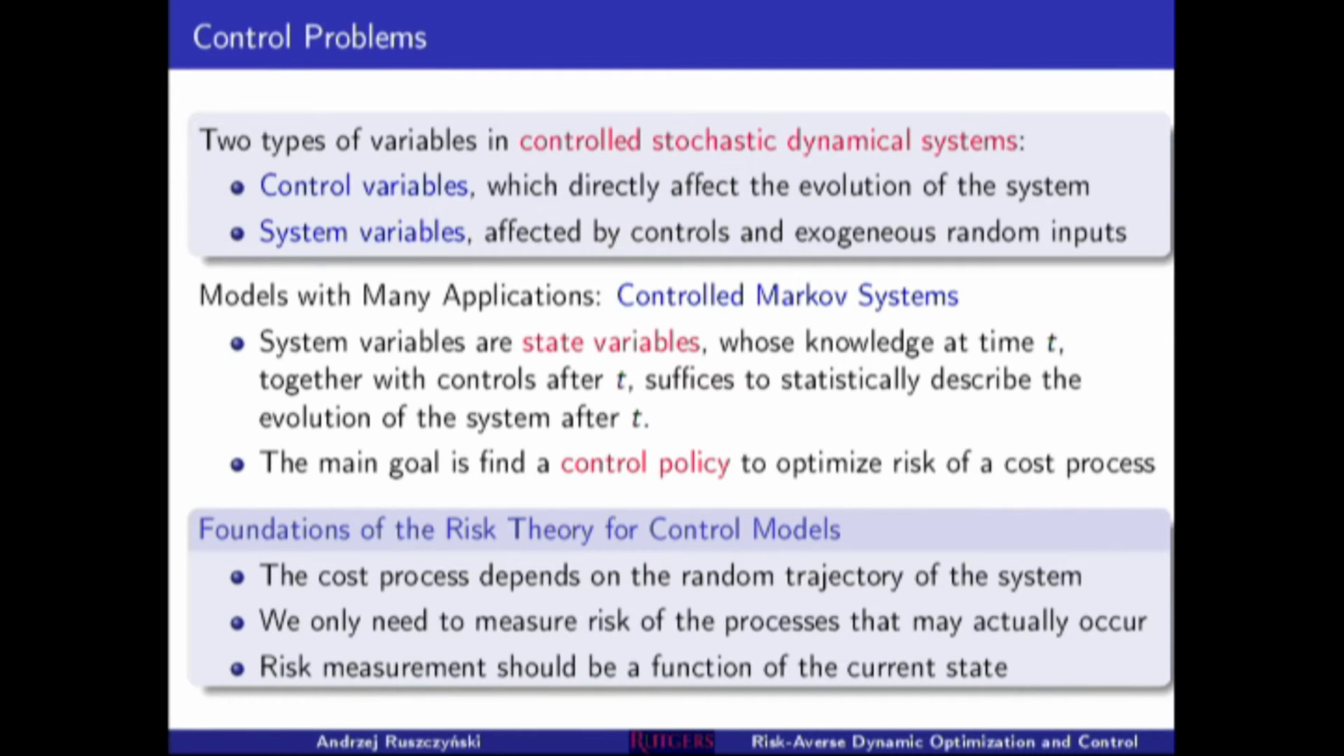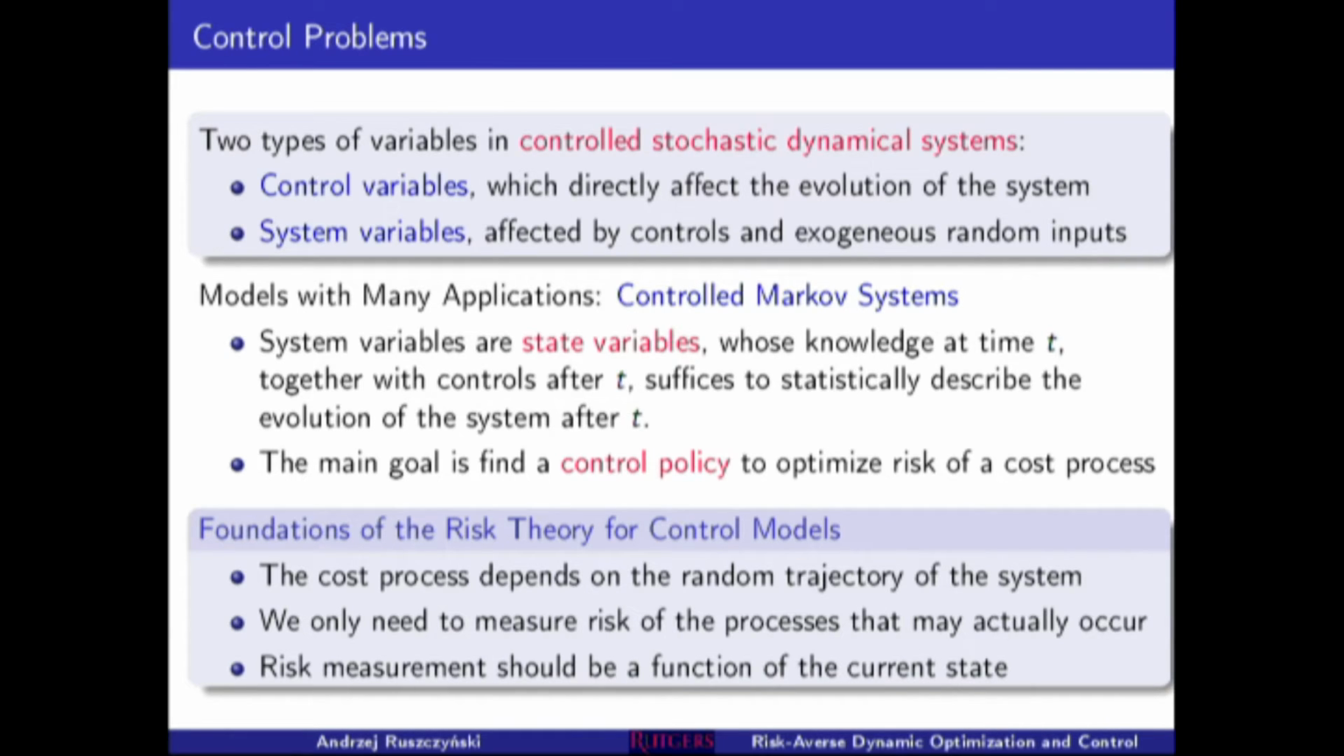Okay? Now, I want to pass to the main topic of this talk, which is the use of risk measures in control problems. So, in control problems, we have two types of variables. These are the variables that we choose to act on the system, and there are internal system variables that depend on our actions and also depend on some random exogenous influences, okay?